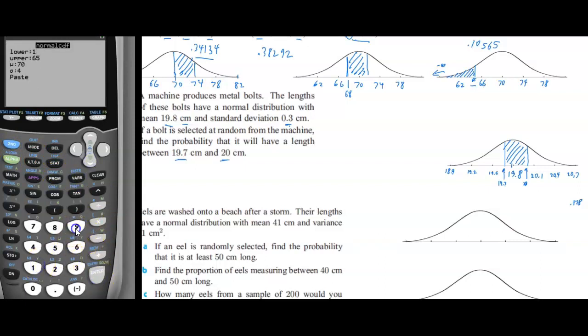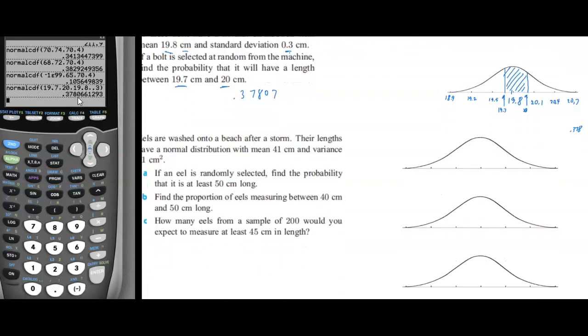So I'm going to put 19.7 as the lower boundary and 20 as the right boundary, the upper, and then the mean is going to be 19.8, and the standard deviation is going to be 0.3, right? And then I hit enter twice, and it's 0.37807. Okay. Yeah, that's about 30%.